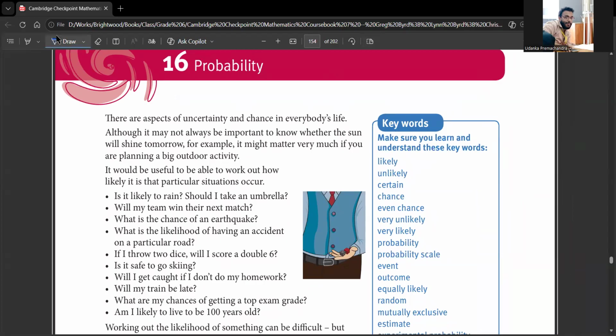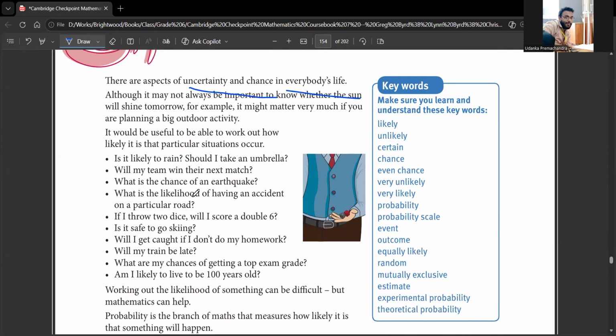What is probability? It is actually the chance of everything in life. That means uncertainty and the chance of things happening in everybody's life. For example, if I take rain, it may rain or not, but mostly it is likely to rain. It may be something like 80% or more chance for rain, so you can take an umbrella.